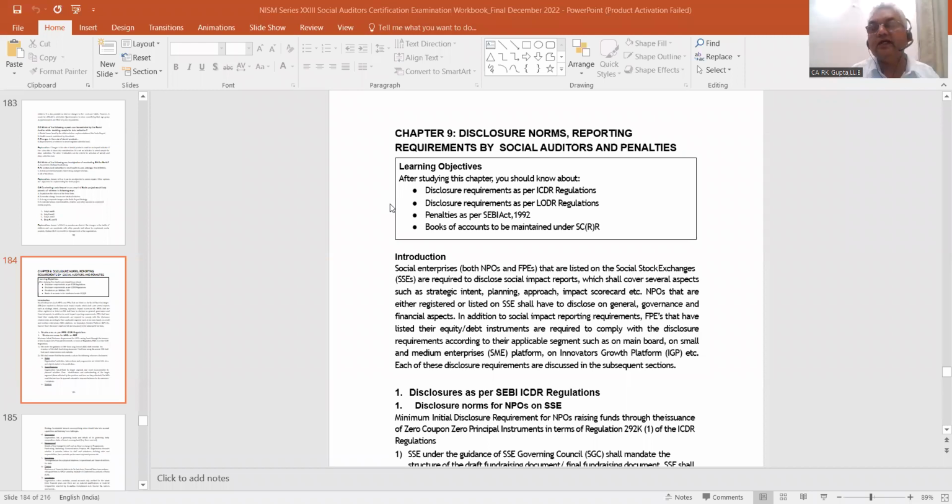Today we'll start with chapter 9. On chapter 8, we'll be framing case studies and we'll be sharing them in the group very soon for sufficient practice. We are planning to frame at least 20 case studies so that there is a sufficient number of case studies on each and every social audit standard. Basically, these are all based on social audit standards. In the meantime, we can discuss chapter 9.